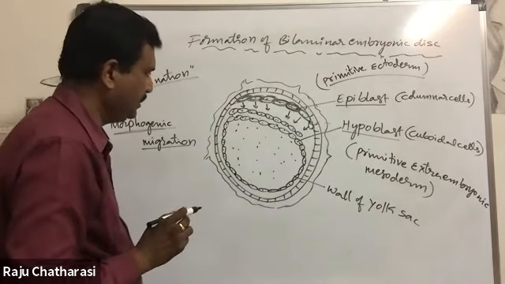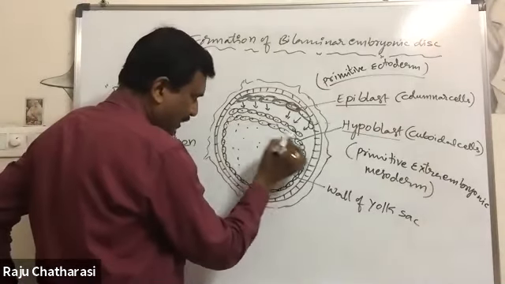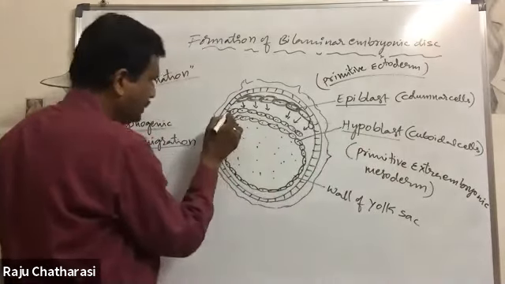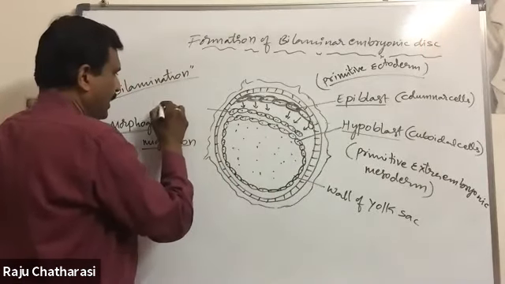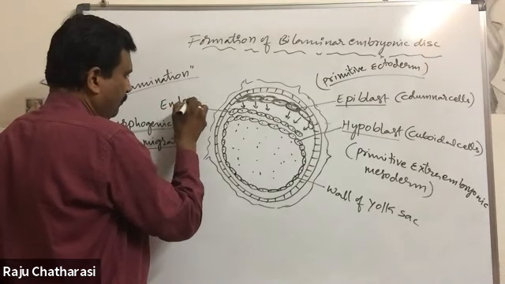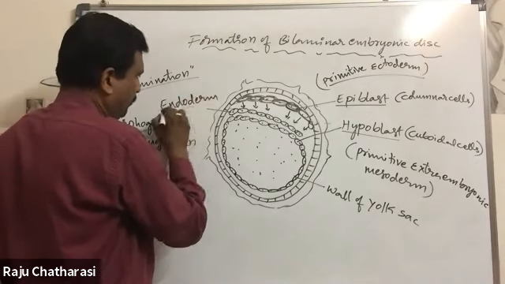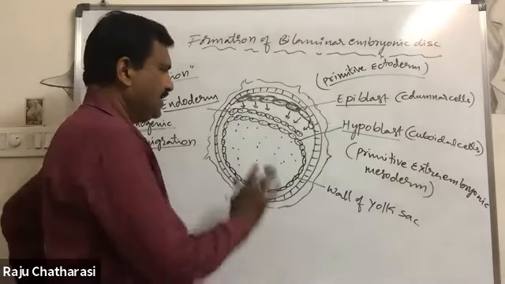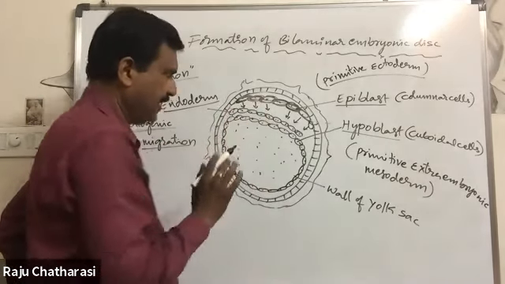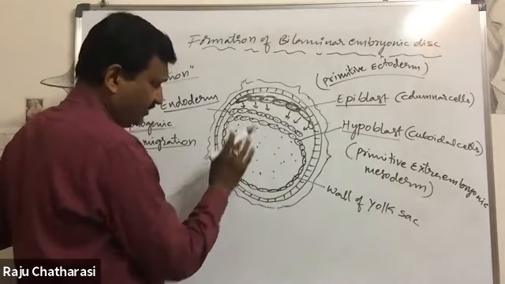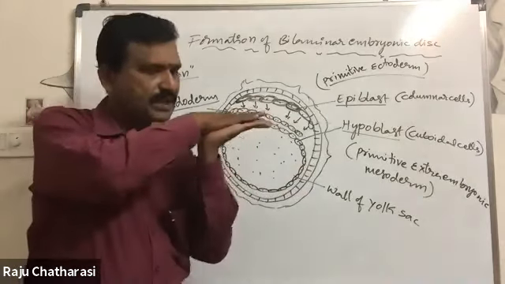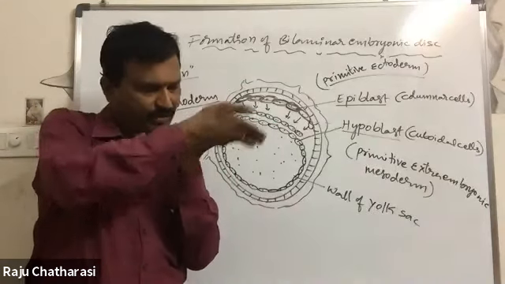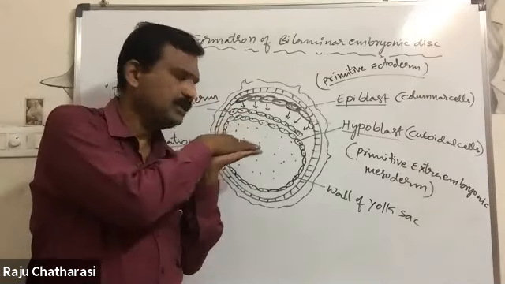Here the layer which occupied the place of hypoblast is called endoderm, embryonic endoderm. Next, in this view, this is epiblast, this is endoderm, and below this the yolk sac is there.